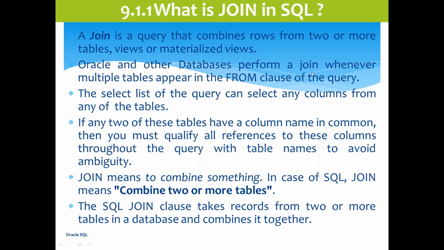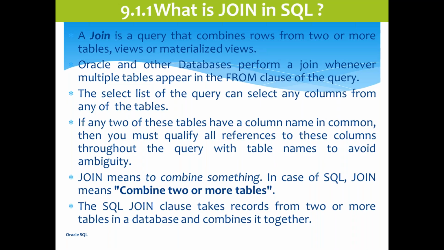Oracle and other databases perform a join whenever multiple tables appear in the from clause of the query. So whenever we use the from clause, what we are giving is the data source. In which way? Either a table name, or we can give some alias name, or we can give some other query. If you are giving one table, like from HR.employees, fine.